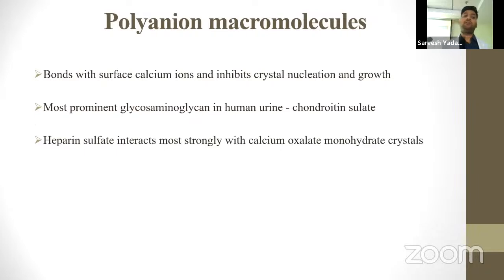Polyanion macromolecules. Polyanion macromolecules bind with surface calcium ions and inhibit crystal nucleation and growth. The most prominent glycosaminoglycan in human urine is chondroitin sulfate. Heparan sulfate interacts most strongly with calcium oxalate monohydrate crystals.